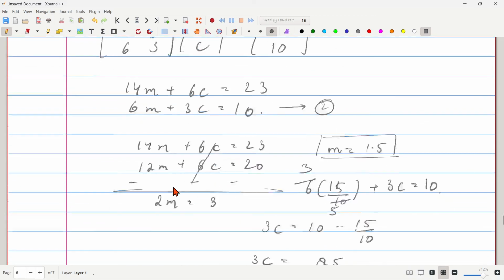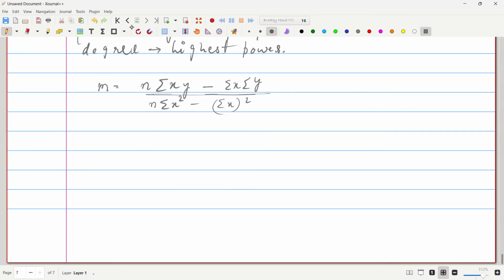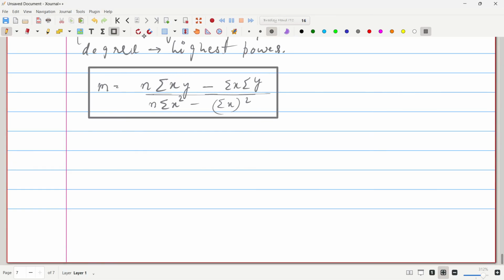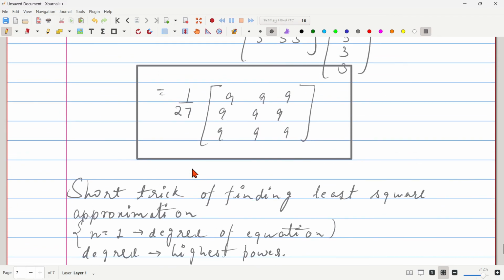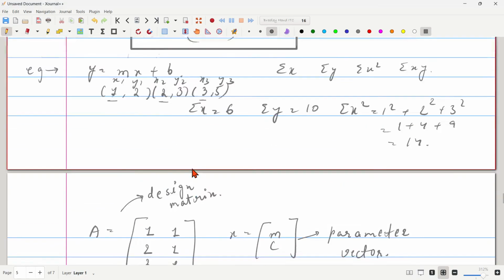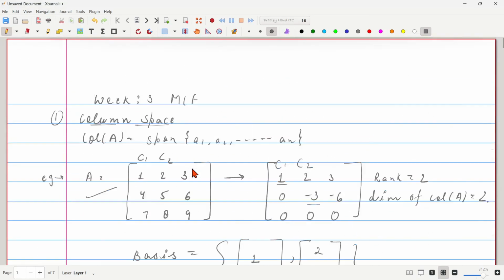After solving these values, simply put the values of those expressions in this formula. For finding the value of c, it is summation of y minus m times summation of x, divided by n. After finding m, put the value in this equation. These are the two equations which will help you find the least square approximation when the degree of the equation is 1. So that's all for week 3.